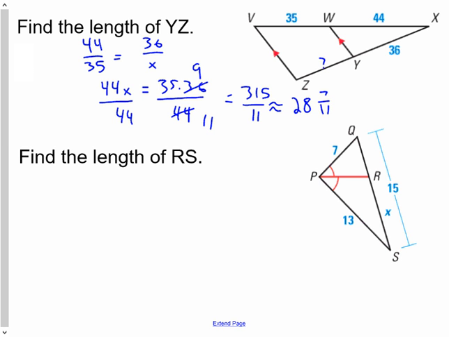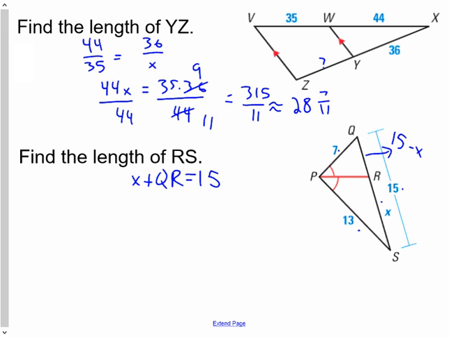Next, find the length of RS. Now notice, they give us X for RS, and they give us QS, but based on our proportion, we use those four sides. We're missing QR here, but they give us 15. So QR is going to be 15 minus X, right? X plus QR is 15, solving for QR, minus X from both sides. Again, segment addition postulate idea.